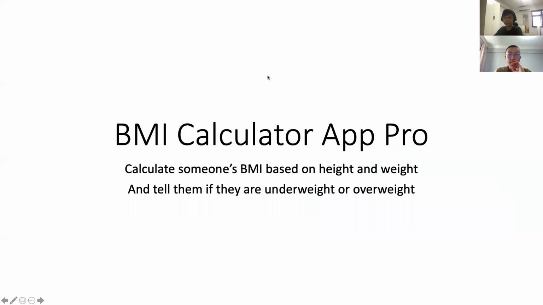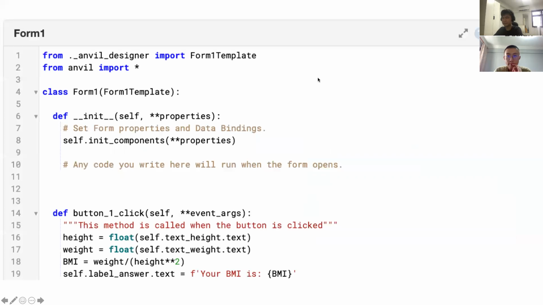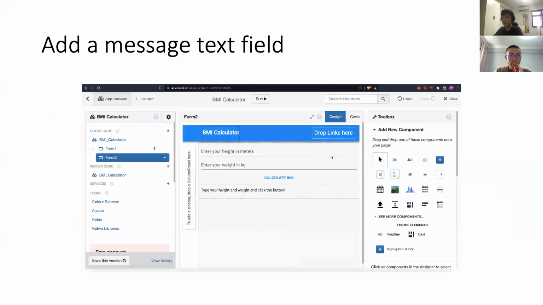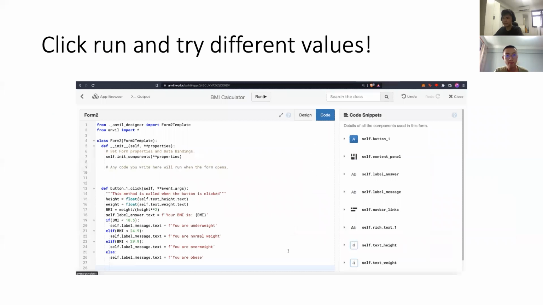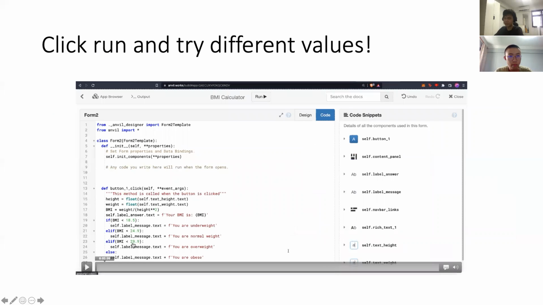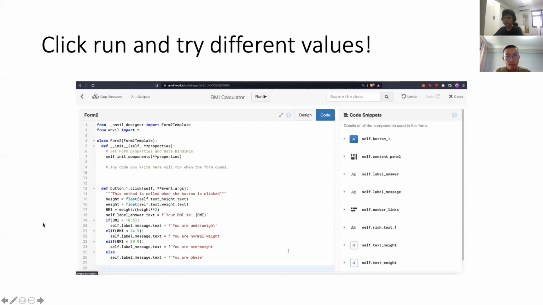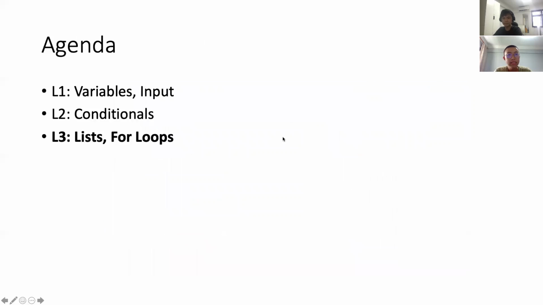From there, we had enough knowledge to build a BMI calculator. This one is in the video I posted. You can see over here, there's if else conditional statements, and depending on the user's BMI, we can tell them whether they are underweight, overweight, or normal weight. Is it clear? Yes. Okay, great.